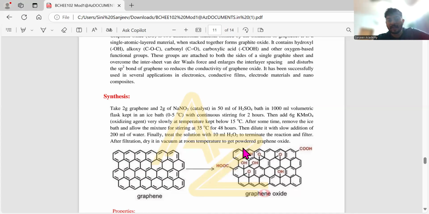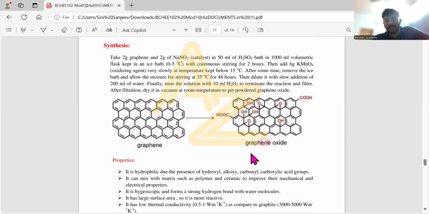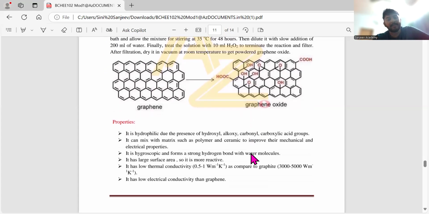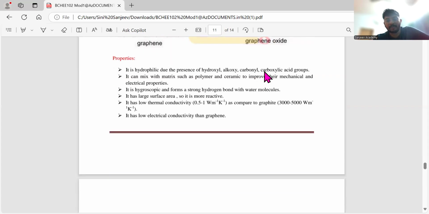Okay, and as you can see here, a double bond is there, right? A double bond shows sp2 hybridization, a triple bond sp hybridization. So double bond means what hybridization? sp2. This is in synthesis, which you have to read and write. Then the properties. Obviously, graphene oxide is formed by oxidation of graphene, so it will have low electrical conductivity. It has strong hydrogen bonds compared to graphene, and the surface area is also larger. Those are the important physical properties.